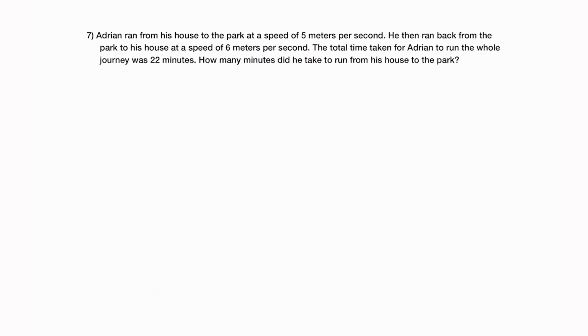And here comes the last question. Wow, only 7 questions. Adrian ran from his house to the park at a speed of 5 meters per second. So we have this speed. He then ran back from the park to his house at a speed of 6 meters per second. So from his house to the park, right? That's 5 meters per second. And back from the park to his house is 6 meters per second.